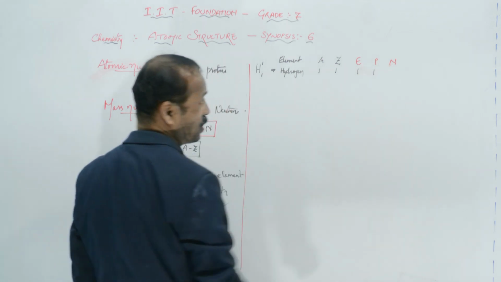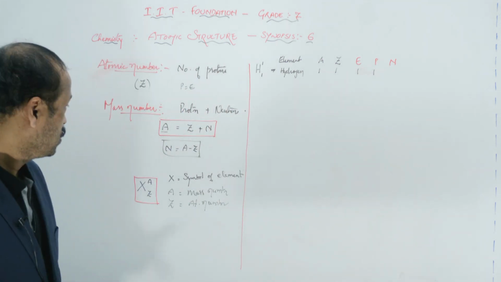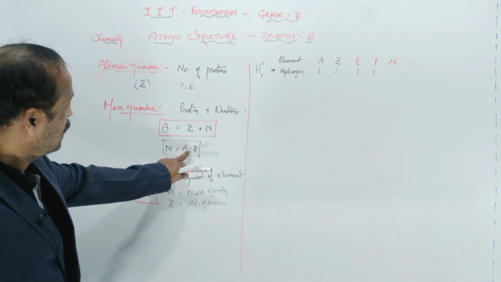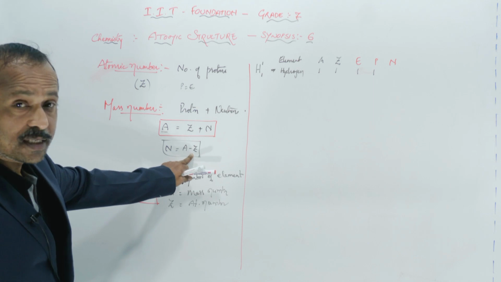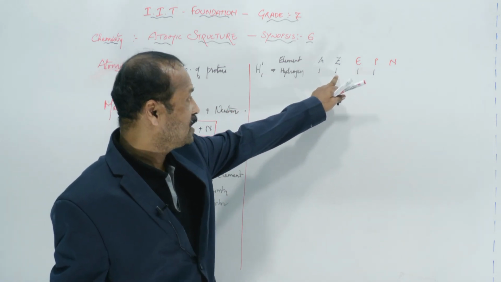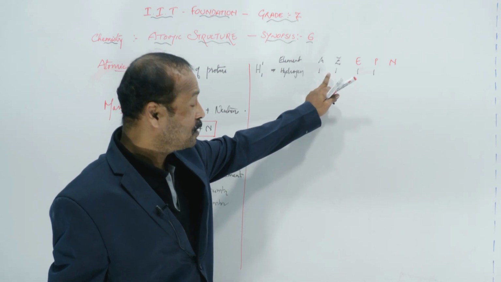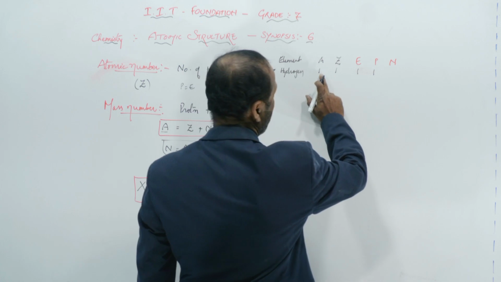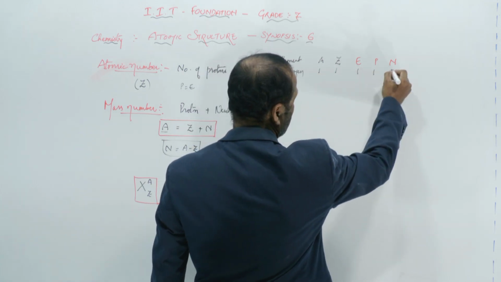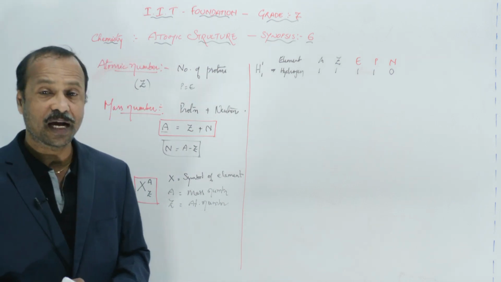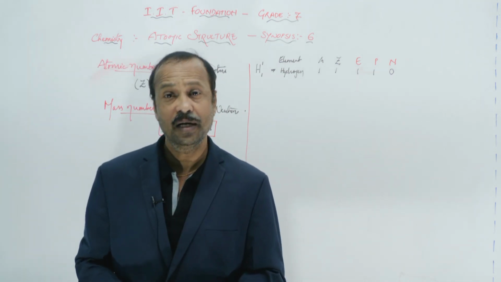Now, I want the neutrons. What is the formula for neutrons? Neutrons is equal to A minus Z. A is the mass number and Z is the atomic number. Mass number minus atomic number gives the number of neutrons. So, 1 minus 1 is 0. So, there are no neutrons in hydrogen.